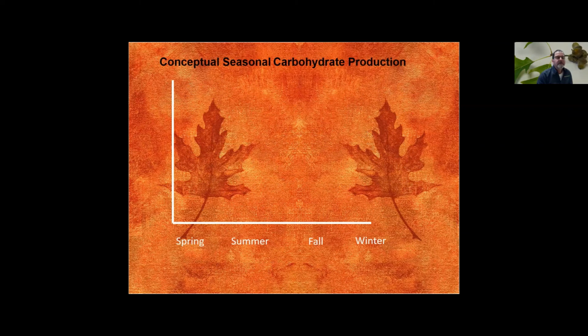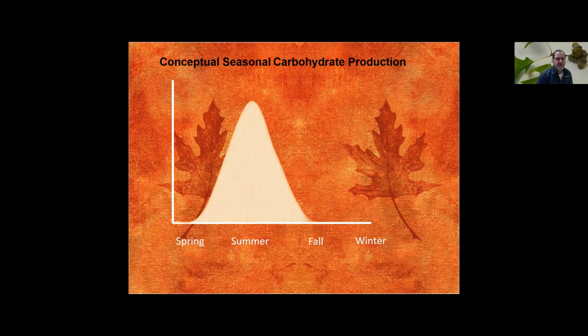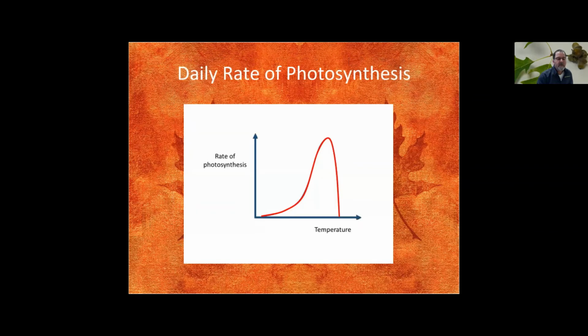So this is a conceptual seasonal carbohydrate production, just a relative graph that shows that this is the period that the tree has to produce its food. So it has to be very good at doing that. It must produce enough food to carry the tree for an entire 12 months. And if you look at it on a daily production, the photosynthetic rate increases until such point that the temperature gets too high, as we'll explain shortly, and then it shuts off.